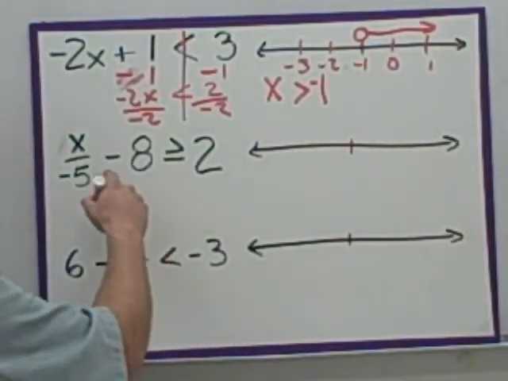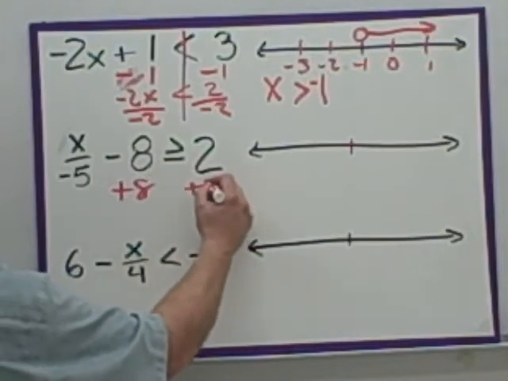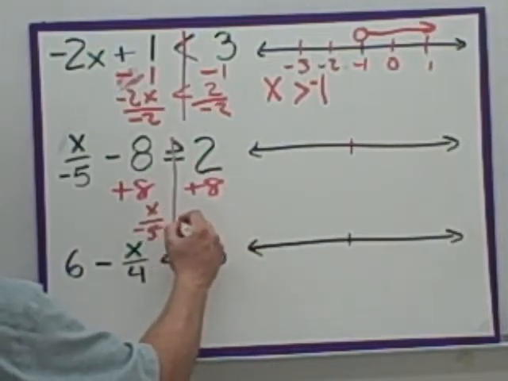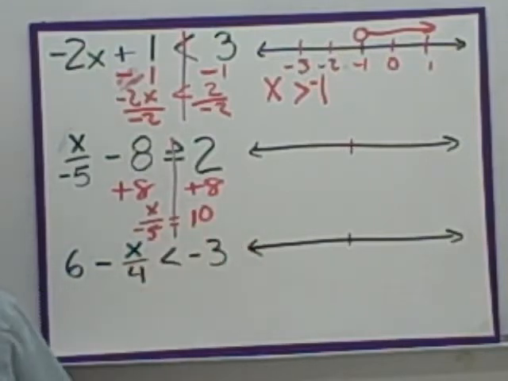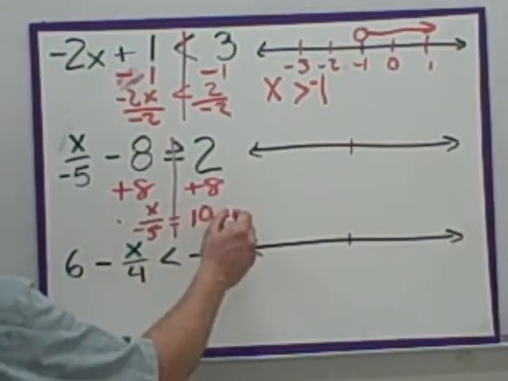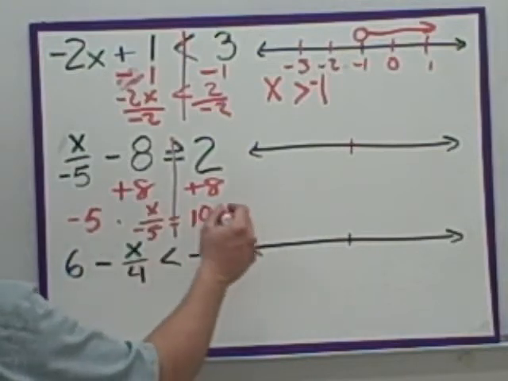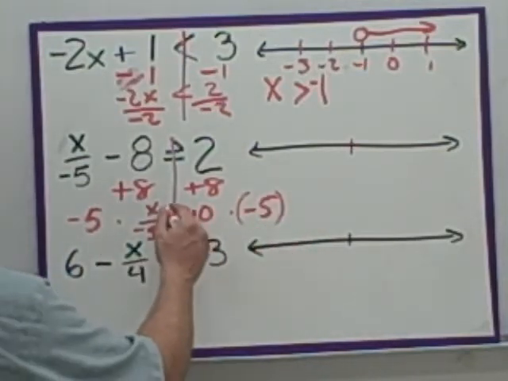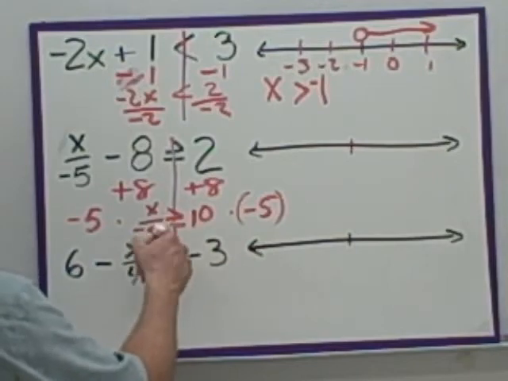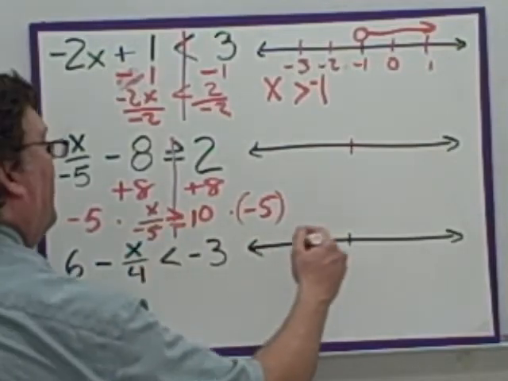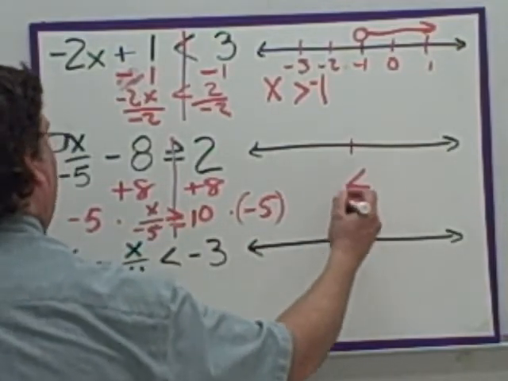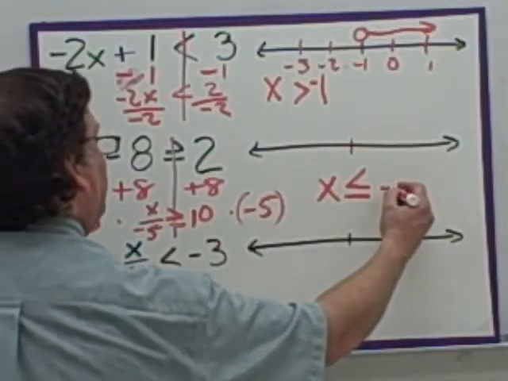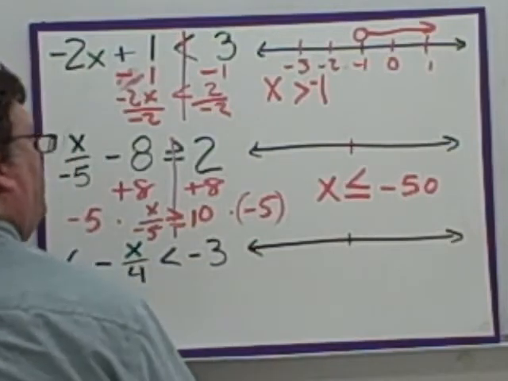Here, start off by adding 8 to both sides. That gives me x over negative 5 is equal to 10. Then I have to multiply both sides by negative 5. Multiplying by a negative means I am going to have to flip the inequality. So it's no longer a greater than, it's now a less than or equal to. And 10 times negative 5 is negative 50.